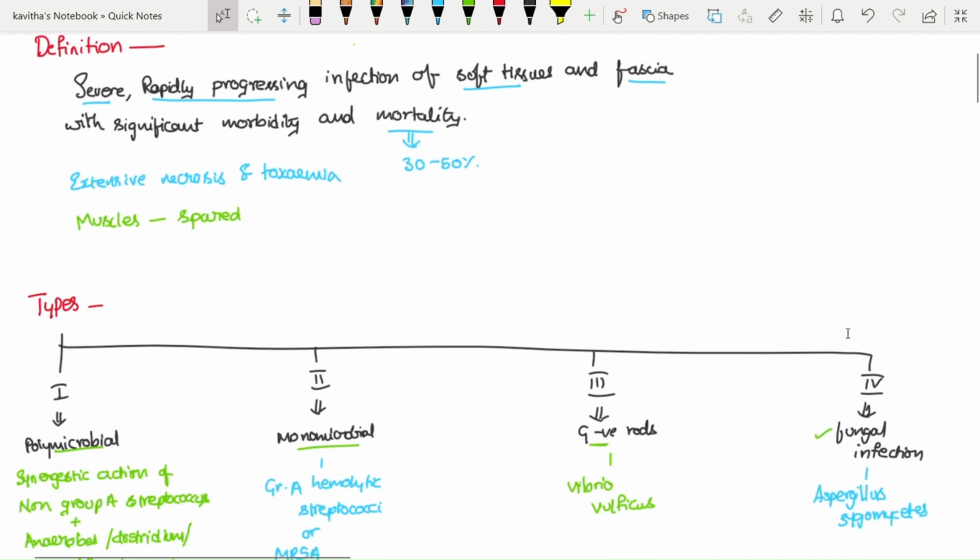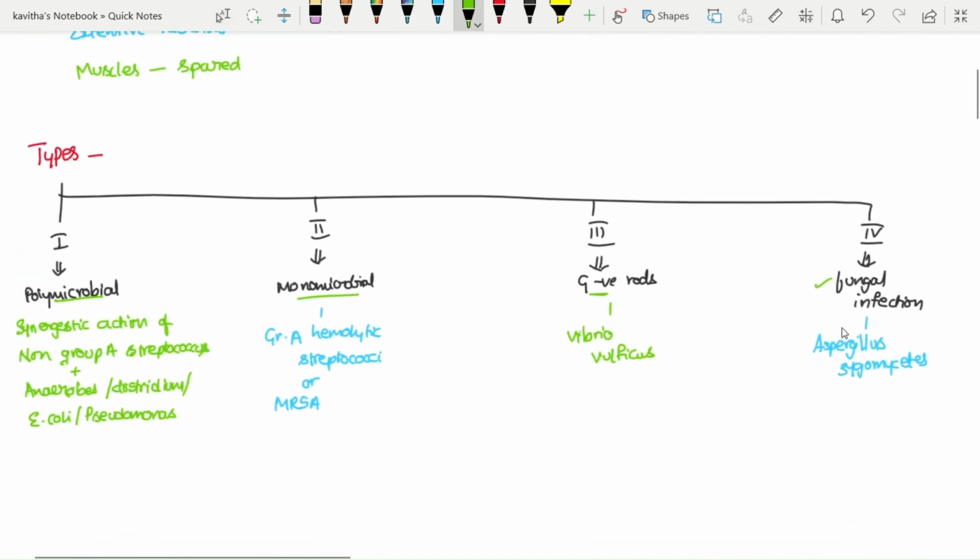Next, types of necrotizing fasciitis. There are 4 types: Type 1, 2, 3 and 4. Type 1 is polymicrobial, type 2 is monomicrobial, type 3 is due to gram-negative rods, and type 4 is due to fungal infection. Polymicrobial, as the name indicates, is due to multiple organisms.